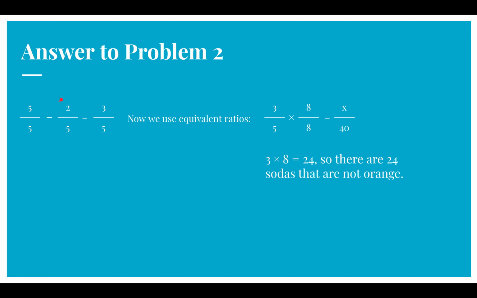So, we have 5 over 5, the total sodas, minus 2 over 5, the sodas that are orange, is equal to 3 over 5, the sodas that are not orange. And now we're going to use equivalent ratios to solve for x. We have 3 over 5 times 8 over 8 is equal to x over 40. So 3 times 8 is equal to 24. So there are 24 sodas in the cooler that are not orange.